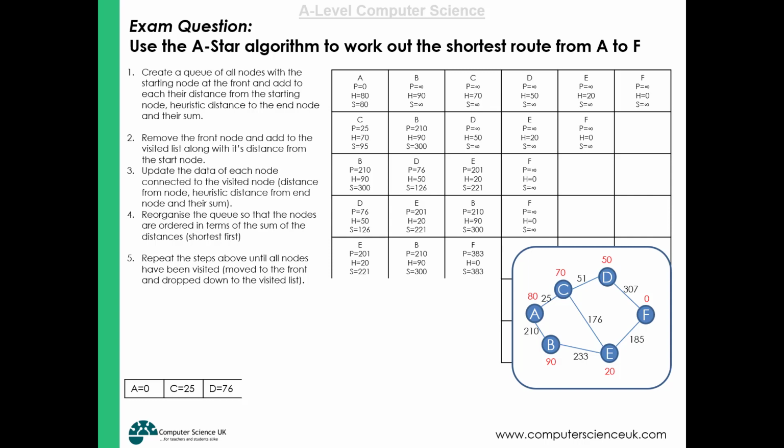Well, we already know that to get to D, it's 76 from A. To go then on to F, it's 307. So we add the two together, 76 plus 307, and we put that down as the actual distance, 383. Now the heuristic distance to get from F to F is 0, so therefore the sum is 383. That pathway has now been worked out at 383.